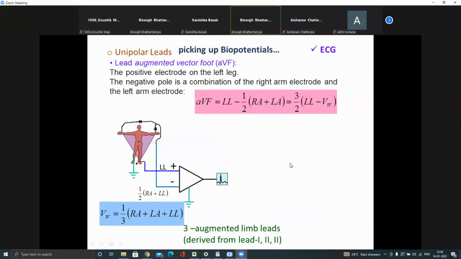So ultimately, if we put it, this particular RA plus LA is going, half of that, the negative is added with LL. So finally, we are getting AVF, augmented vector foot. It is directed towards our foot. So these are the three voltages.